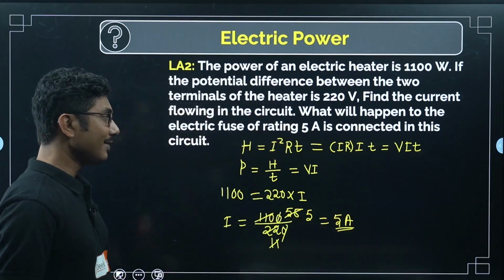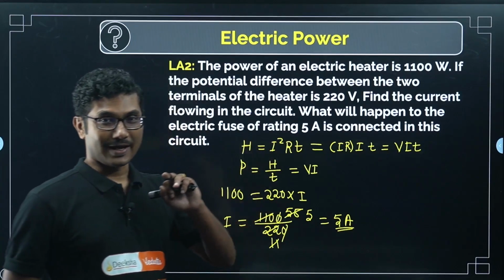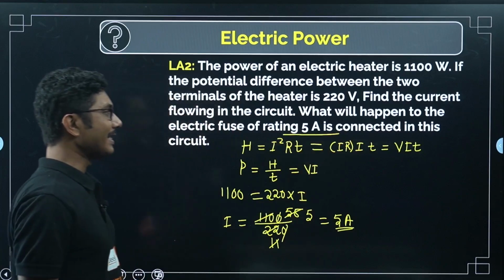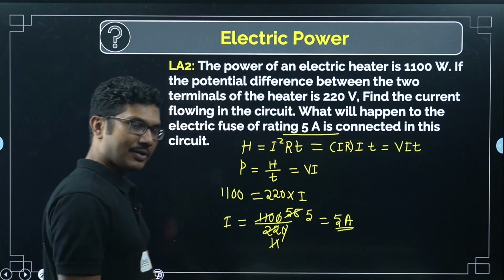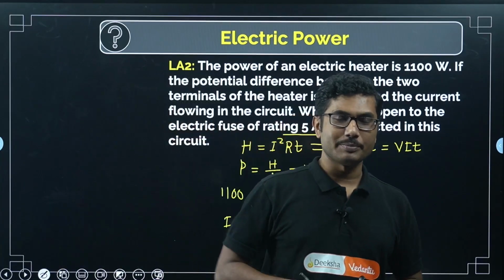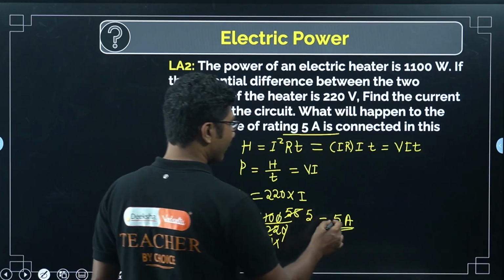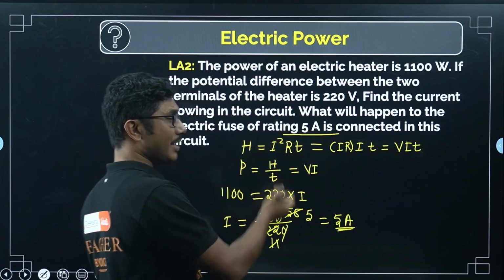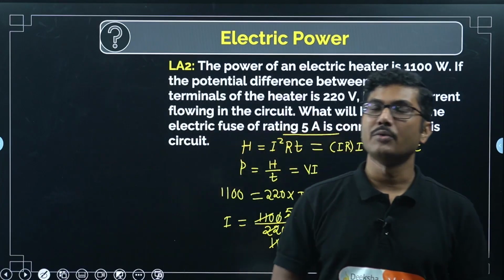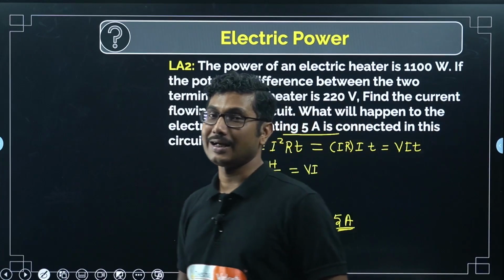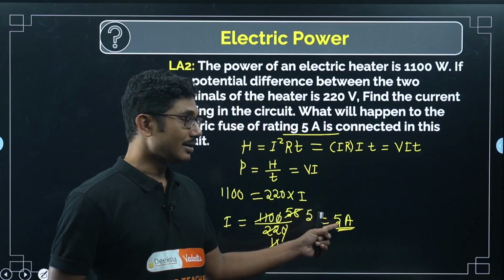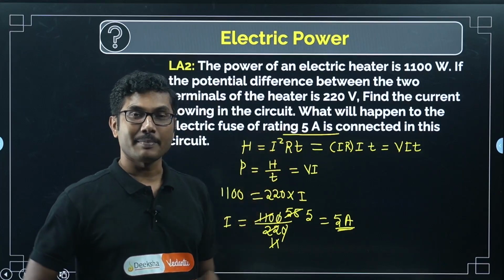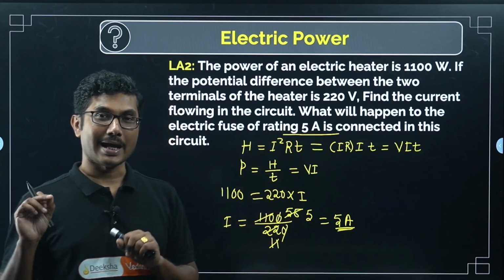Okay, so the current flowing in this circuit is 5 ampere, and if you connect an electric fuse of 5 ampere rating to this circuit, nothing will happen, the circuit will function as usual, because the current flowing in this heater is equal to 5 ampere. But if somehow the heater malfunctions and the current increases more than 5 ampere, then it will stop working. But in this case nothing will happen, the heater will continue to work as normal.